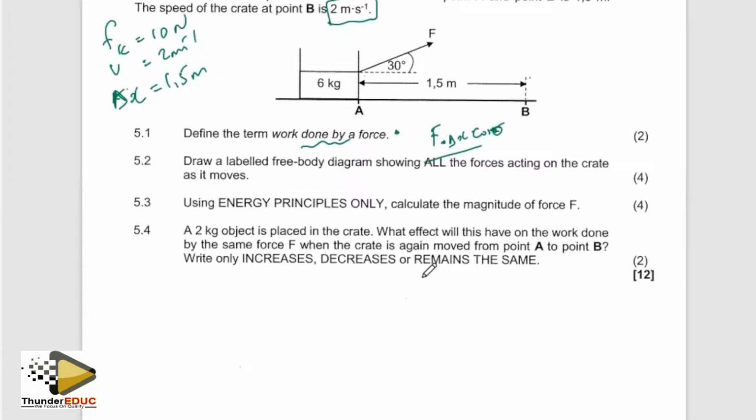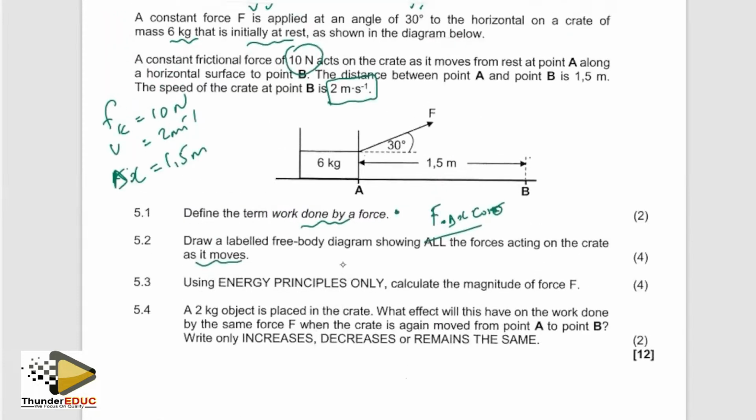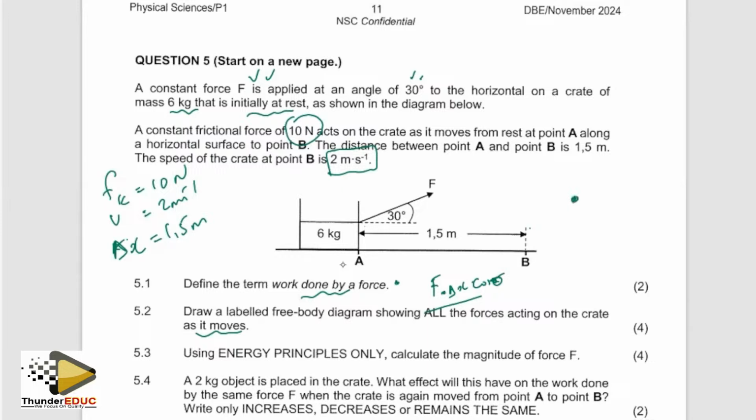Then 5.2, they want us to draw a labeled free body diagram showing all the forces that are acting on the crate as it moves. It's for 4 marks, which means we should expect a minimum of just 4 forces. So we know that we're going to have the force applied at that angle. We're going to have the weight, some people call it FG, no problem. And then we're going to have the frictional force because they told us it is there, so we're going to call that FK. And then we're going to have the Fn, which is the normal force. So 1, 2, 3, 4. Perfect.